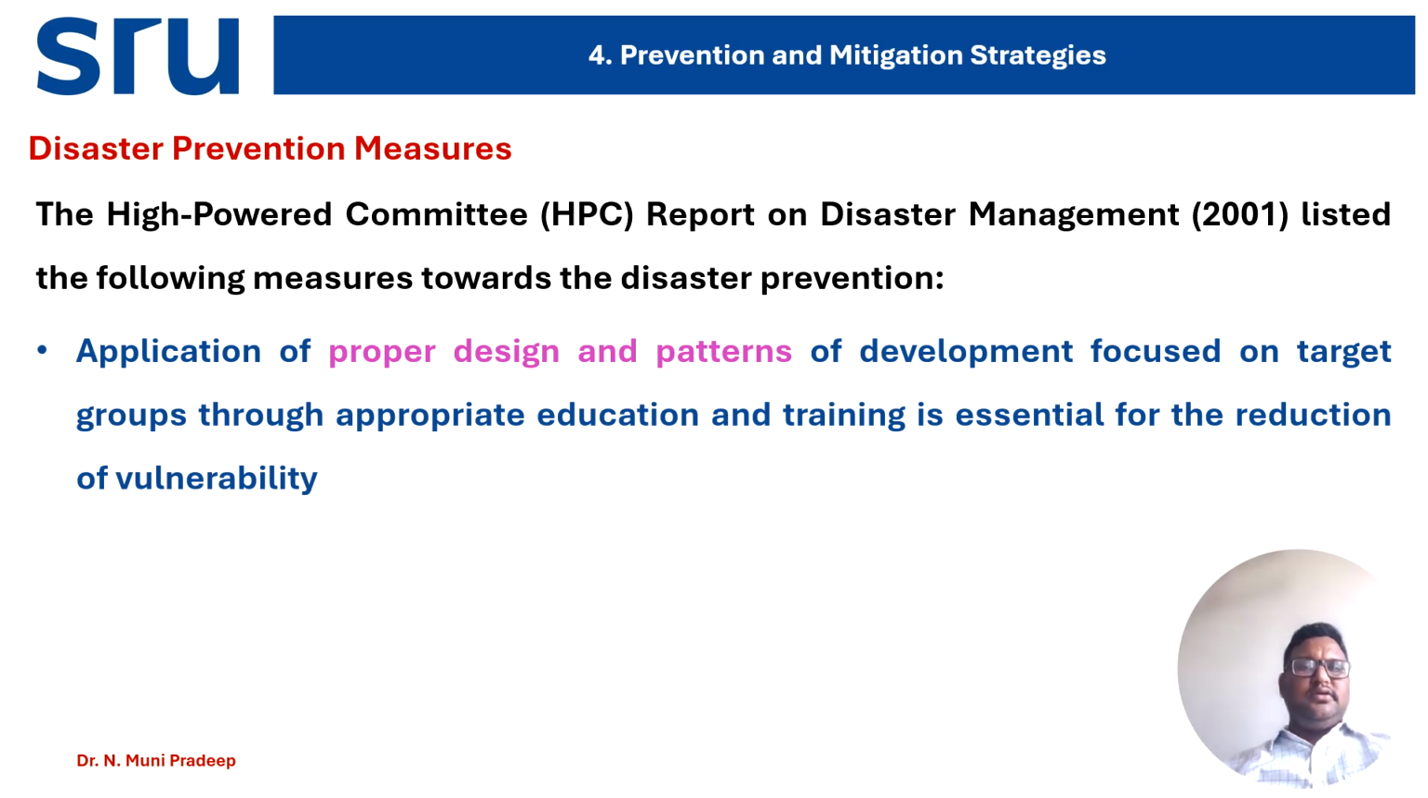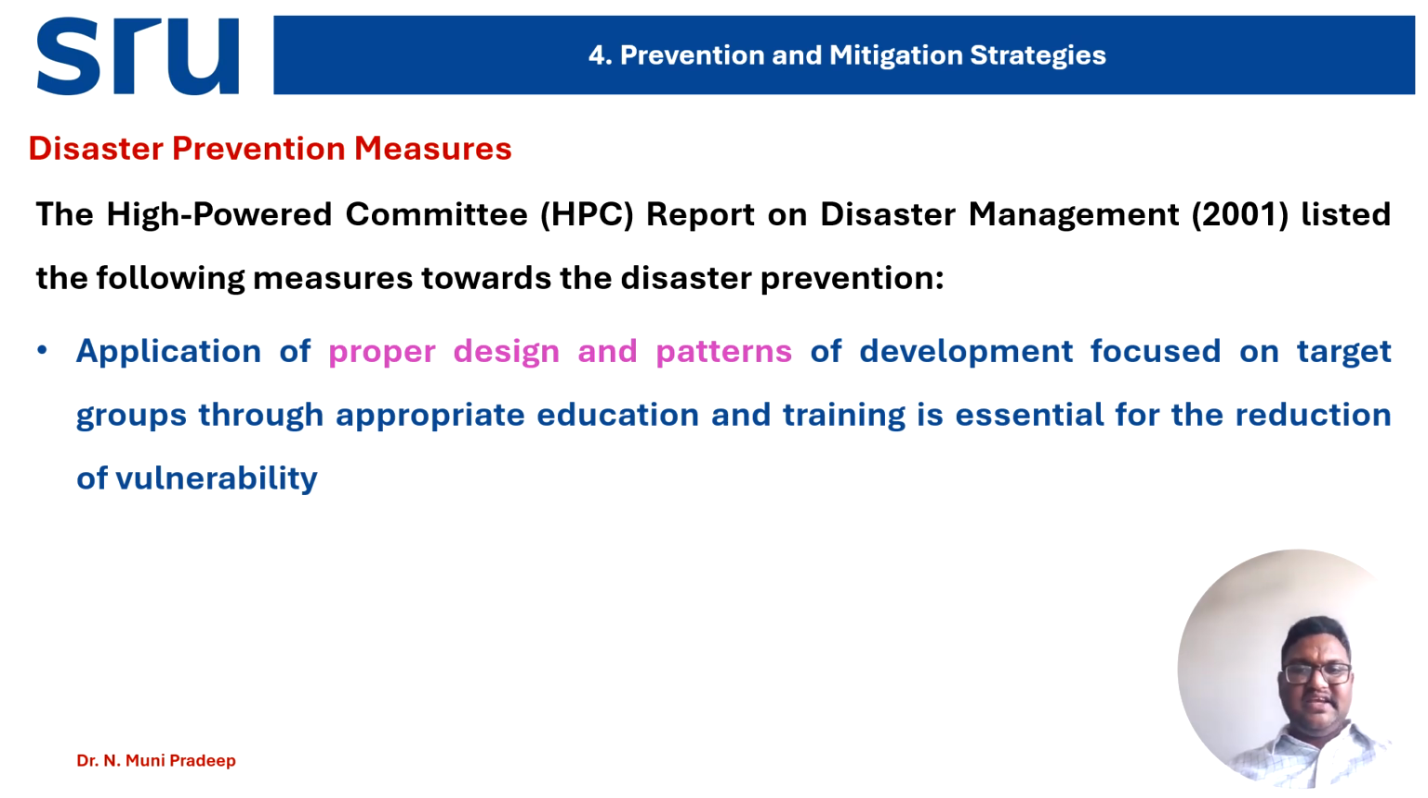Okay. So this slide presents the fifth key prevention measure identified by the HPC committee, that is the role of education, the role of training and appropriate development design in reducing vulnerability. The HPC report states that application of proper design and proper patterns of development focused on target groups through appropriate education and training is very much essential for the reduction of vulnerability. So this prevention measure has two distinct but related components, that is design as well as education.